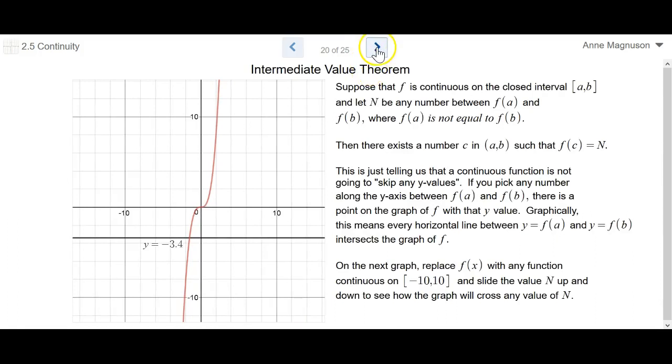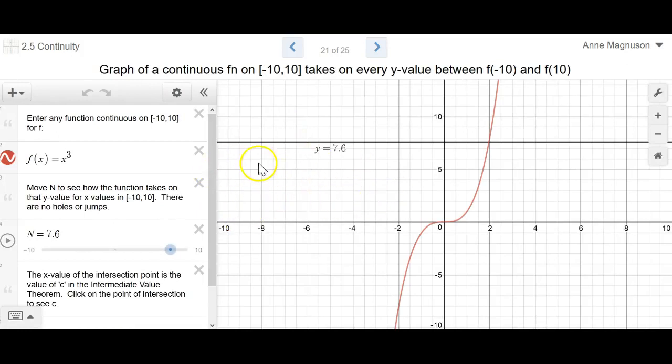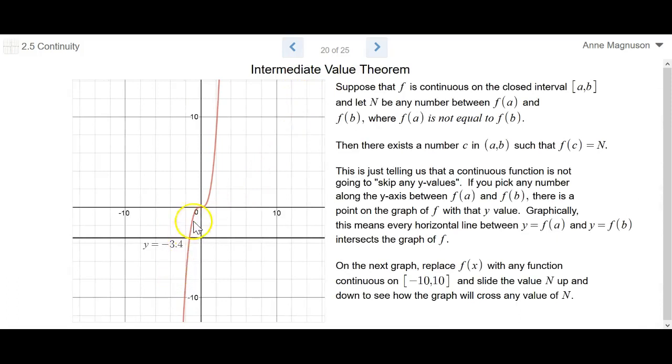The intermediate value theorem isn't used a lot in your mainstream kind of problems. It's more the end of the section type problems. But the intermediate value theorem is really just telling us that for a continuous function, it's going to take on all values of y in its domain.